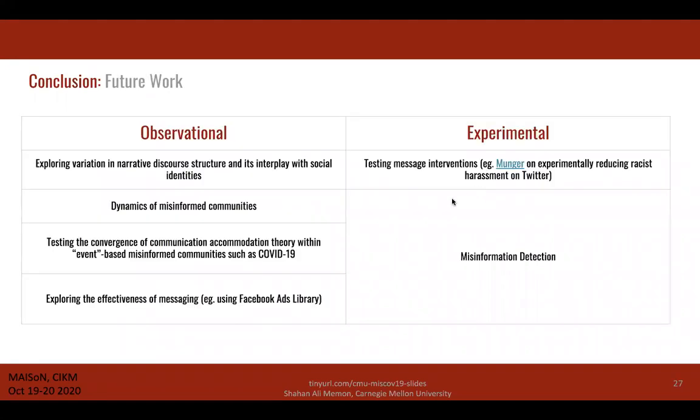In terms of future work, of course, looking deeply into narrative discourse structure is one of the possible directions. We could look at the dynamics of misinformed communities. We could also test the effectiveness of messaging in an observational fashion or in an experimental fashion. And finally, because we release this data set, we invite researchers to use this data set if they want to create a model around misinformation detection.